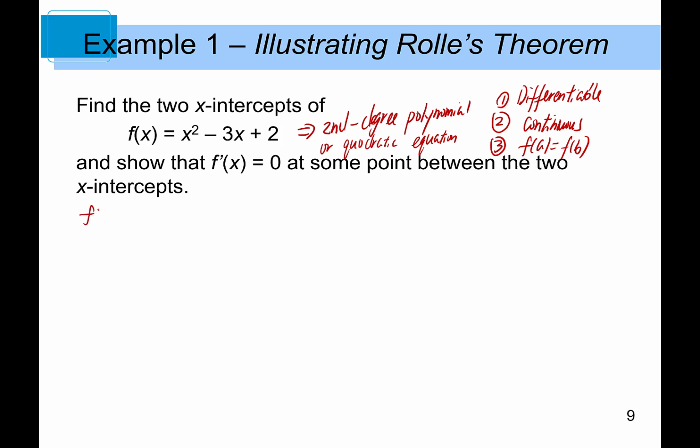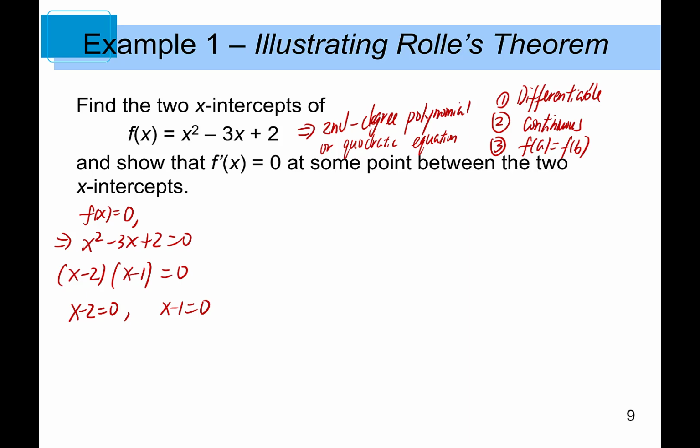So first of all, we have to figure out the intercepts. Setting f(x) equals 0, that means x squared minus 3x plus 2 equals 0. Then we factor this using quadratic factoring. We get (x minus 2) times (x minus 1). The next step is setting x minus 2 equals 0 and x minus 1 equals 0. Adding 2 to both sides of the equation, x equals 2. Adding 1 to both sides of the equation, x equals 1. So the two intercepts are 1 and 2.